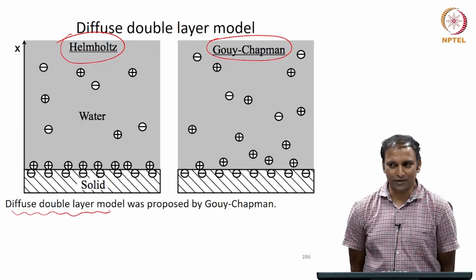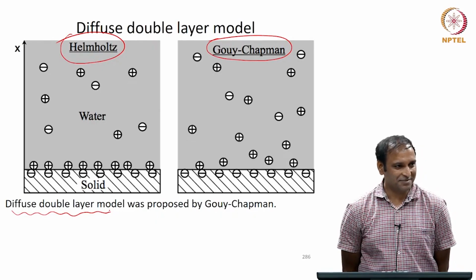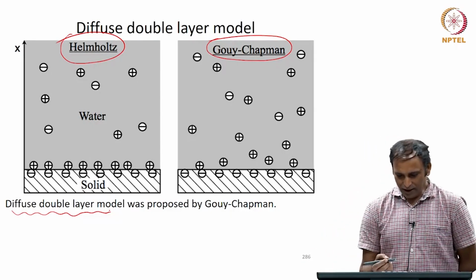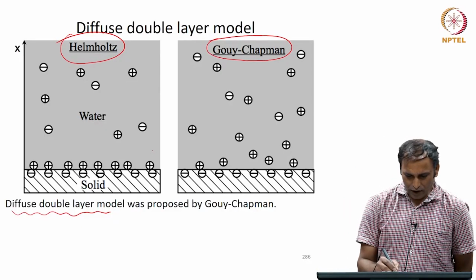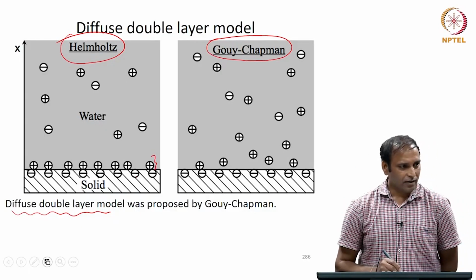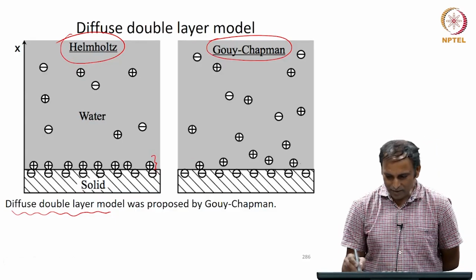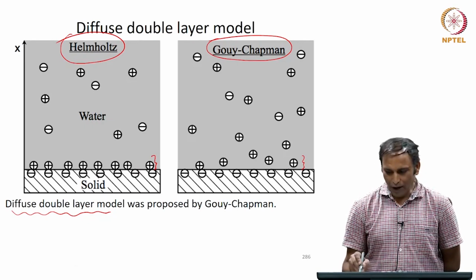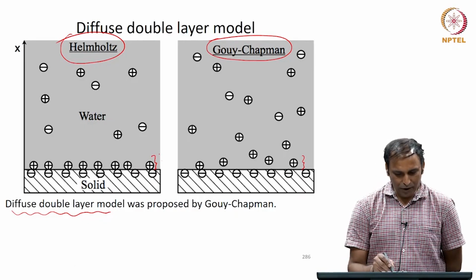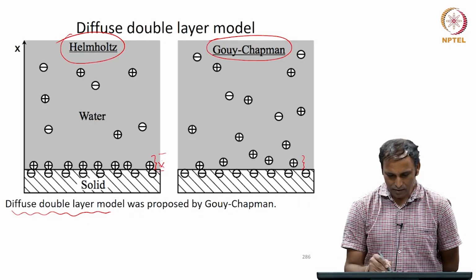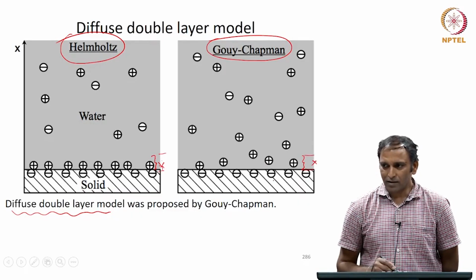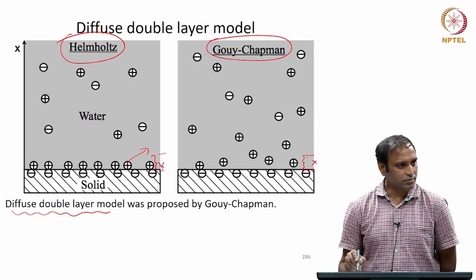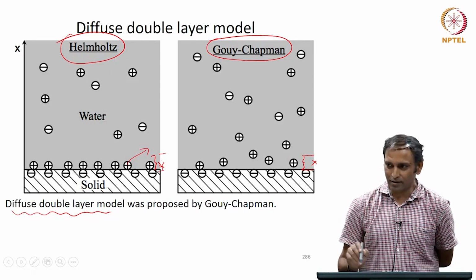The name says it all, diffuse. So, if you look here, the counter ions, if I look at a similar distance, the number of counter ions that you have for a particular distance, say in this case x and a similar distance x, definitely the number of counter ions here are more compared to there.